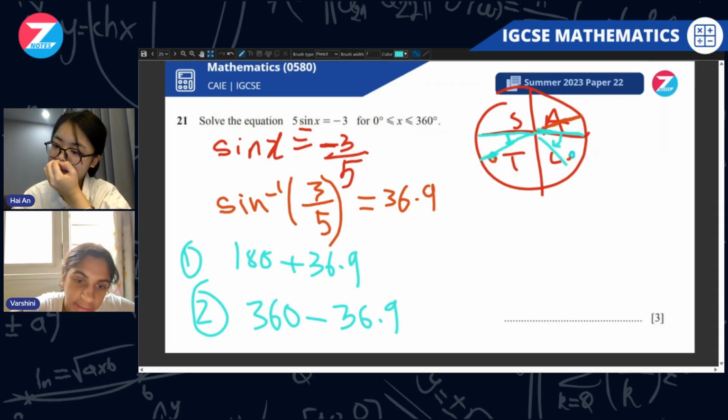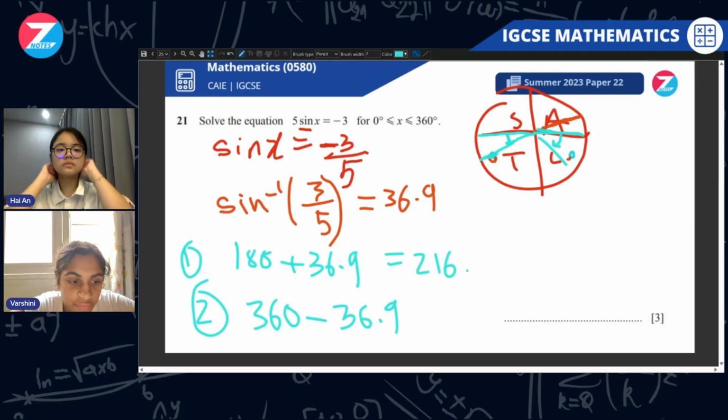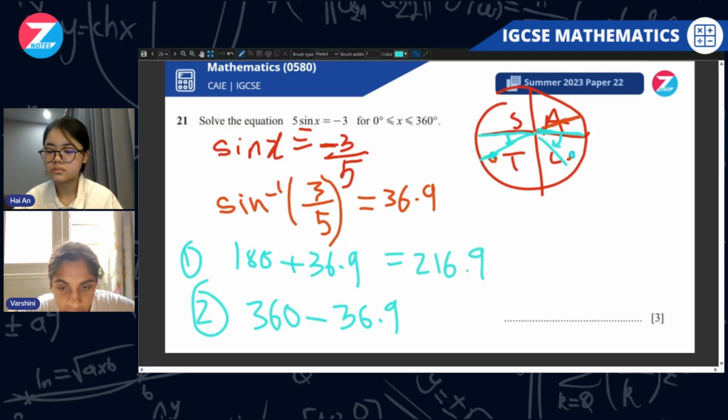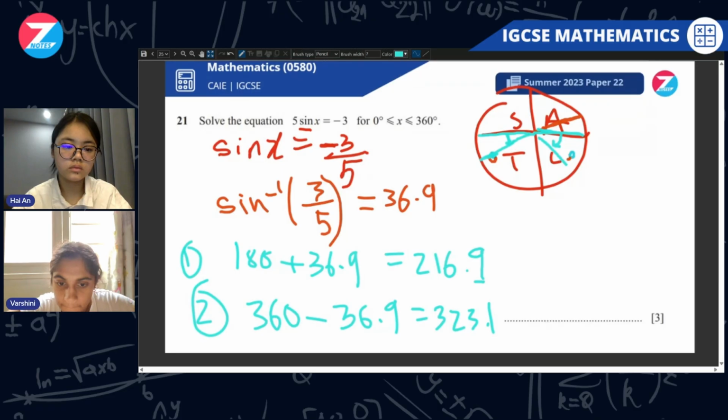So over here, 180 plus 36.9, if you put that in your calculator, you should get 216.9. Remember, for all angles, we can't leave them in three significant figures, but it has to be to one decimal place always. Over here, 360 minus 36.9 is going to be 323.1. So just rewrite these two values again in the blank.